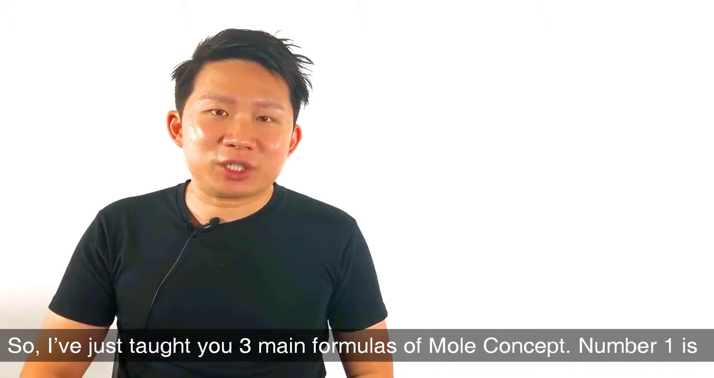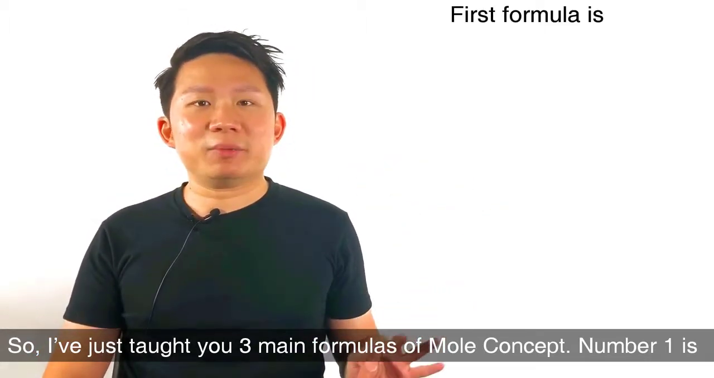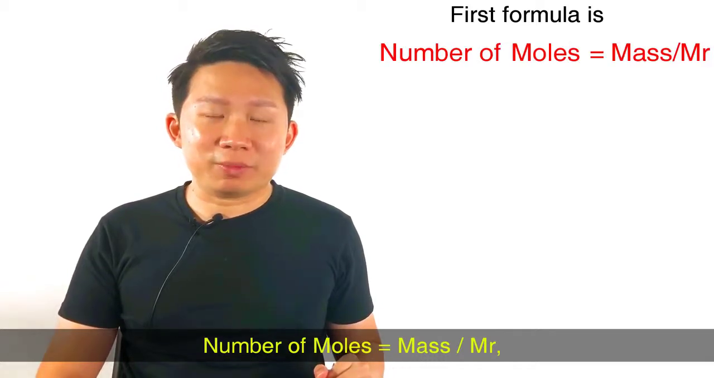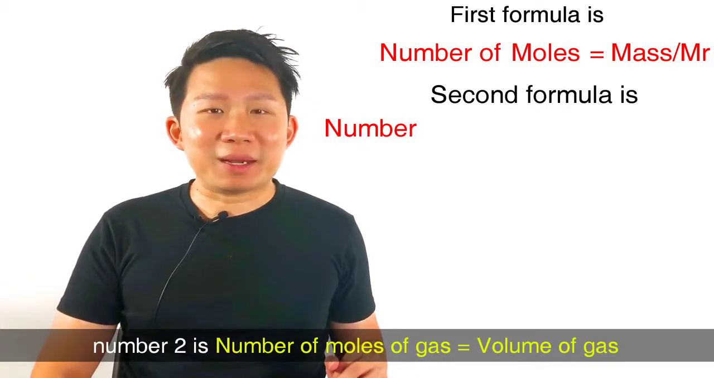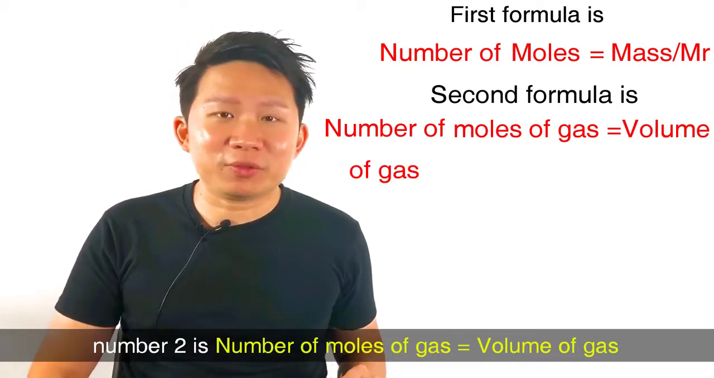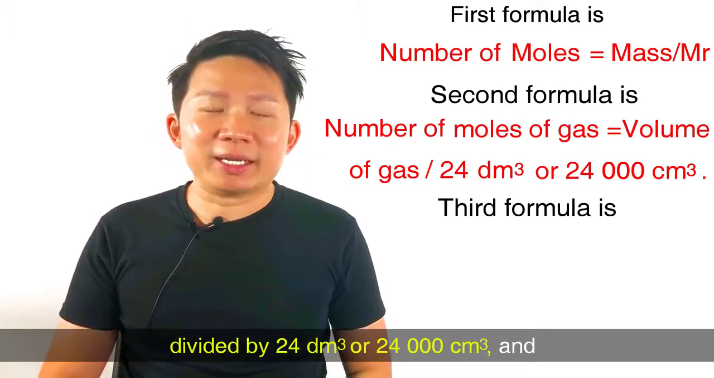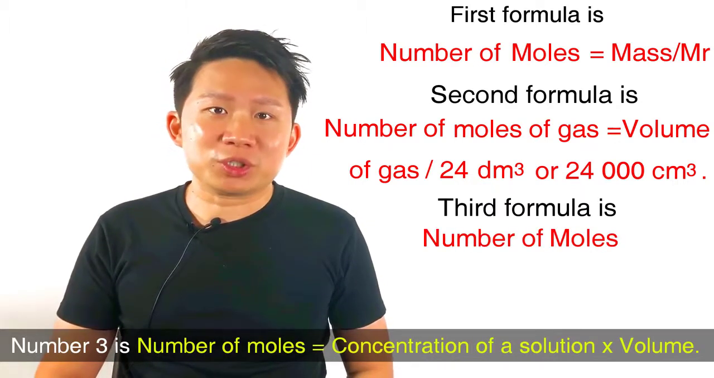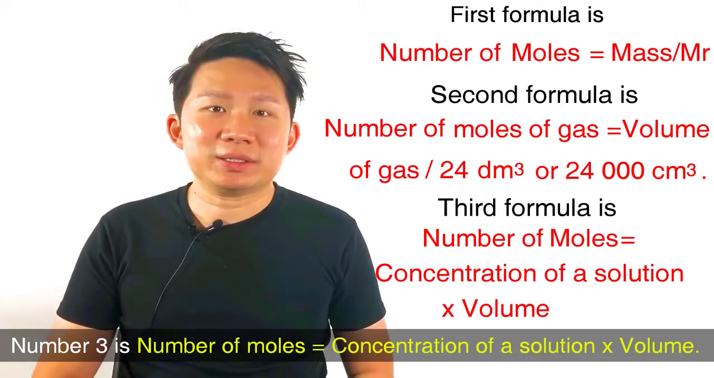Okay, so I've just taught you three main formulas of the mole concept. I say again, number one, number of moles equals mass over MR. Number two, number of moles of gas equals volume of gas divided by 24,000 cm cube or 24 dm cube. And number three, number of moles equals concentration of a solution times the volume.